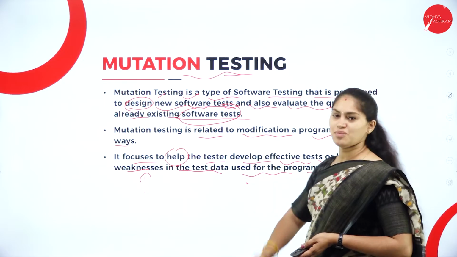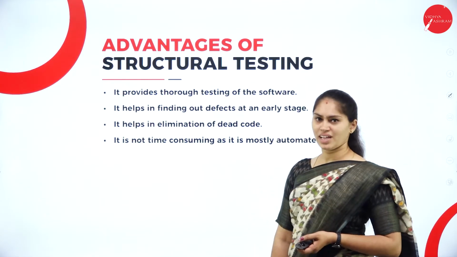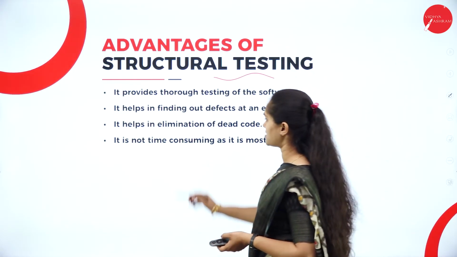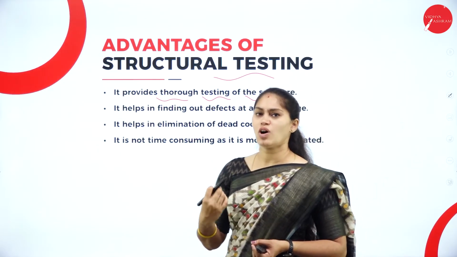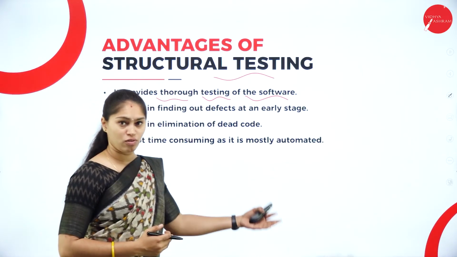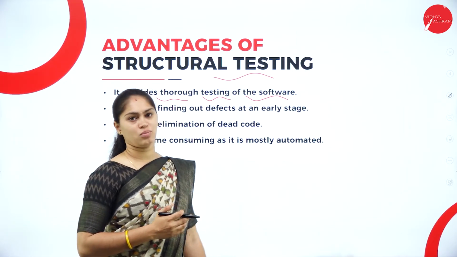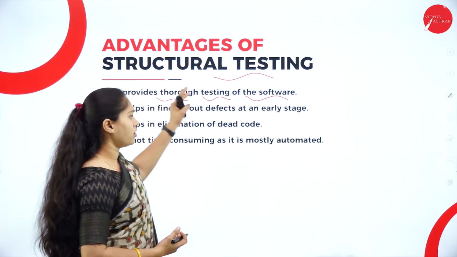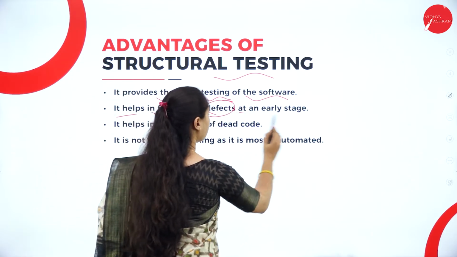So these are the types of structural testing that we have. Along with that, we'll see what advantages we can expect with the help of structural testing. Mainly, it provides thorough testing of the software, because it covers all the test areas or scenarios. It takes care of control flow, that means the flow of a program and the flow of data, and also debugging and maintenance. Somehow it gives thorough testing of the software, and it also helps in finding defects at the early stage.